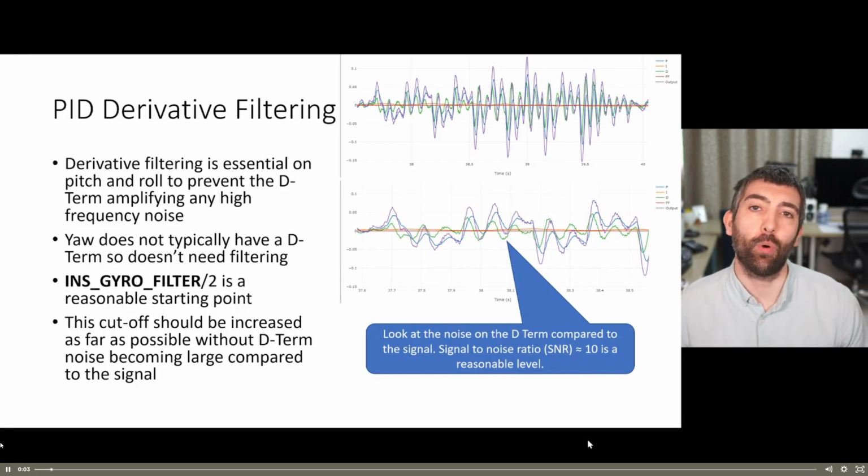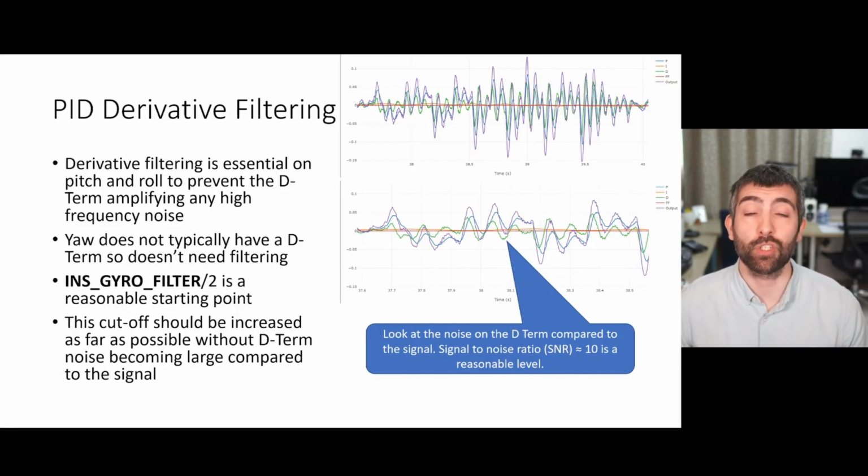Both the pitch and roll axes are also going to require derivative filtering. This is essential because the D term naturally amplifies high frequency noise. And so if you don't have any additional low pass filtering on the D term, you will very quickly find that the high frequency noise dominates, because any high frequency noise is going to be amplified a lot by the D term, and the higher the frequency, the larger the amplification factor.